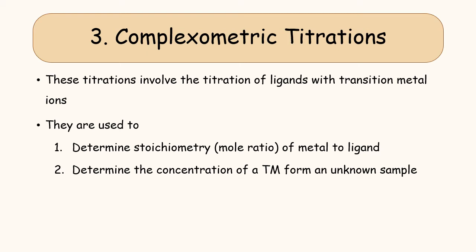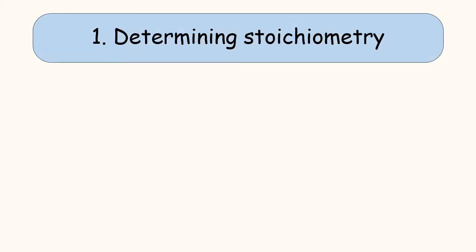The second type is a more traditional type of titration, where you're using it to determine the concentration of transition metal in an unknown sample using the ligands and using the molar ratio. So the first type, determining stoichiometry, we'll go through how that is done.